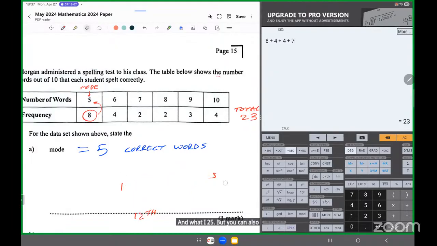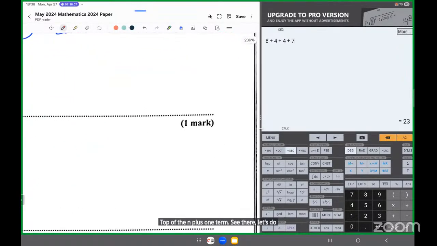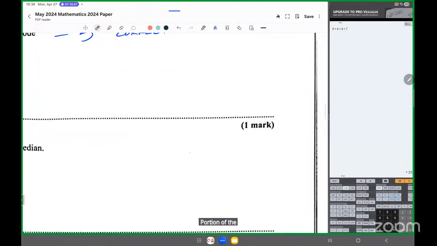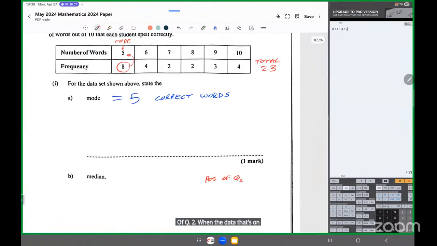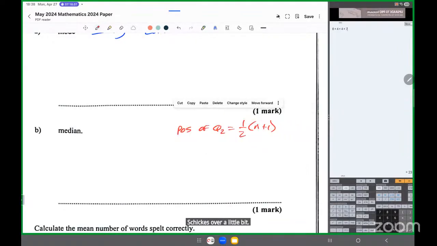But you can also calculate it using the formula that I showed you. The position of the median is half of the n plus 1 term. See here? Let's do it over here. So the position of the median. The position of Q2 when the data is ungrouped, this is ungrouped data, is half of the n plus 1 term. Shift this over a little bit. It's the position of Q2.